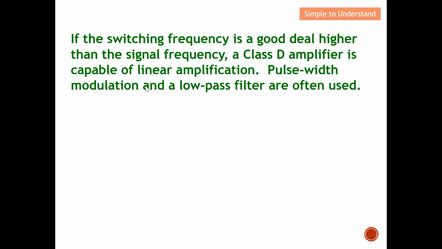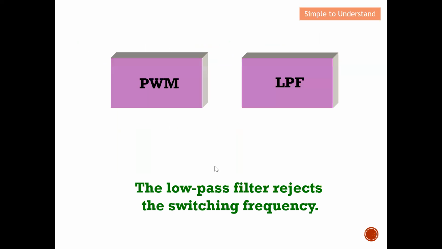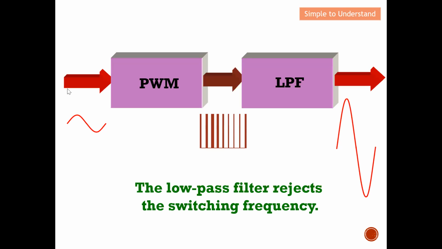This pulse width modulation works with a low pass filter. You can see that this is a pulse width modulation here, and this is an input signal. So how it works is that earlier on I had an input signal of a sine wave. They feed it into the pulse width modulation. At the output of the pulse width modulation, they have a so-called rectangular shape here.